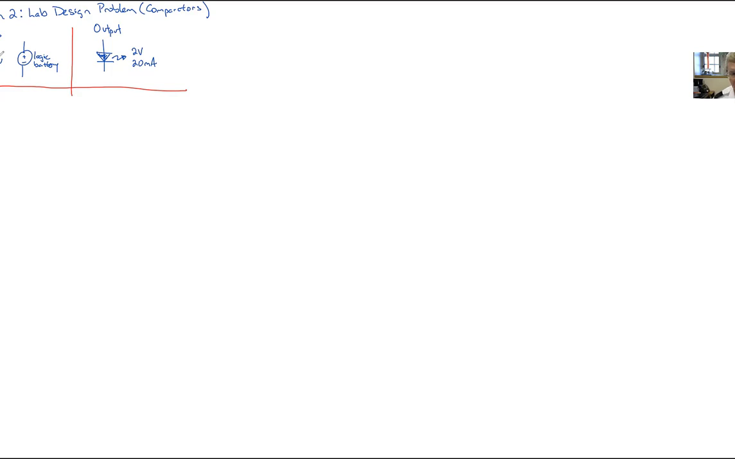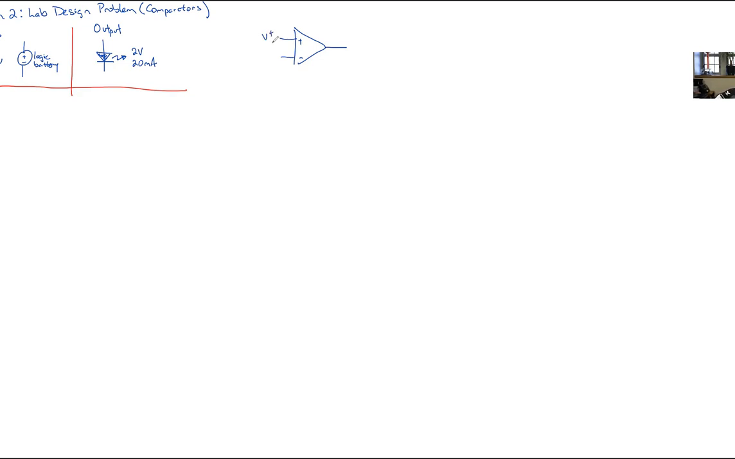So your problem is, given these things, how do you design a circuit using a comparator that will turn on this LED to the right whenever the voltage on your logic battery drops below 5 volts? Before we begin, we should probably talk about what makes a comparator different than an op-amp, given the fact that the schematic symbols look exactly the same. So here's the schematic symbol for either one.